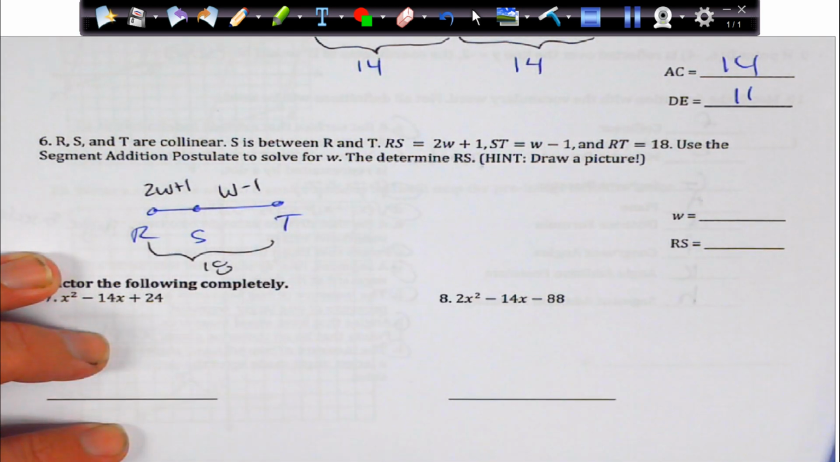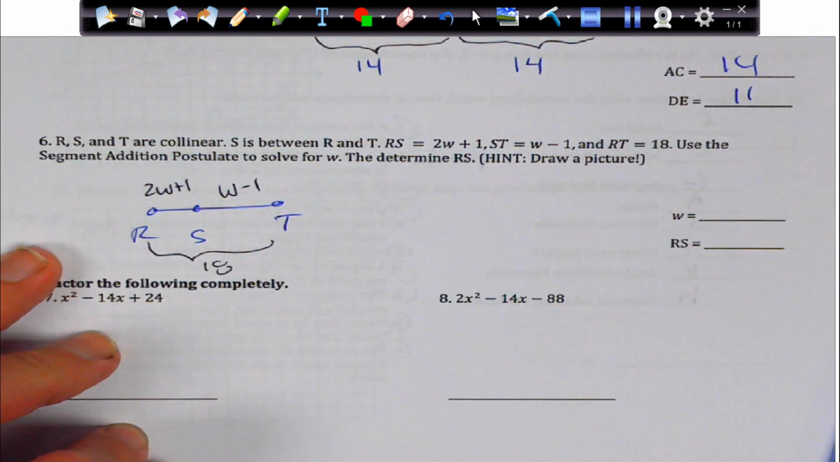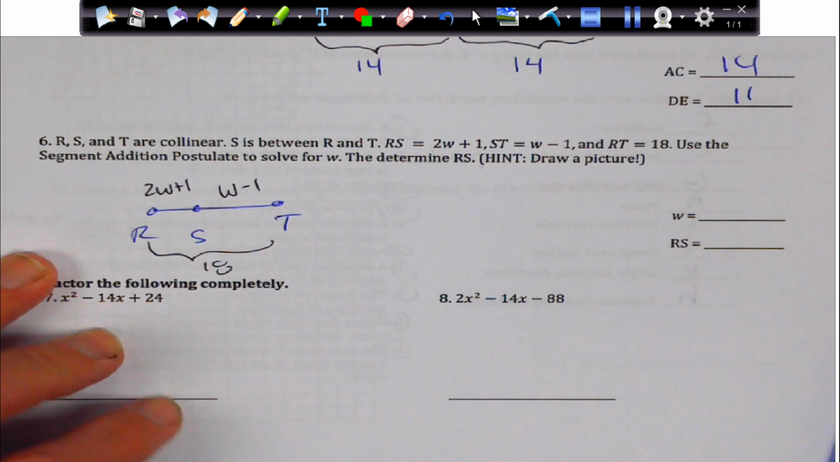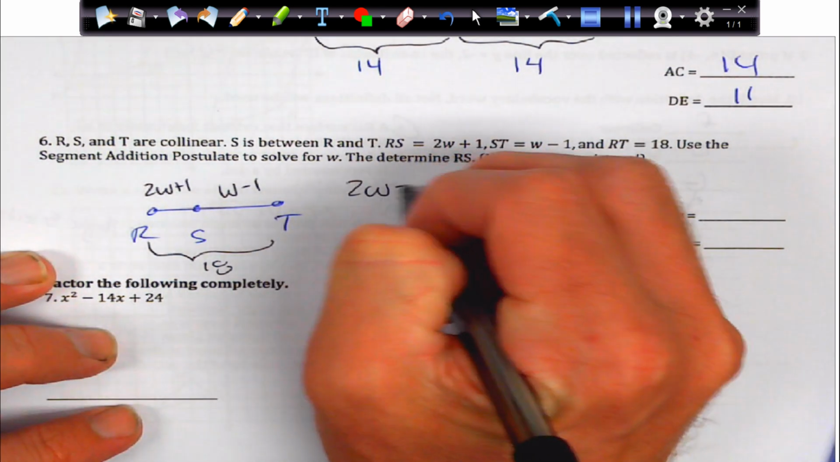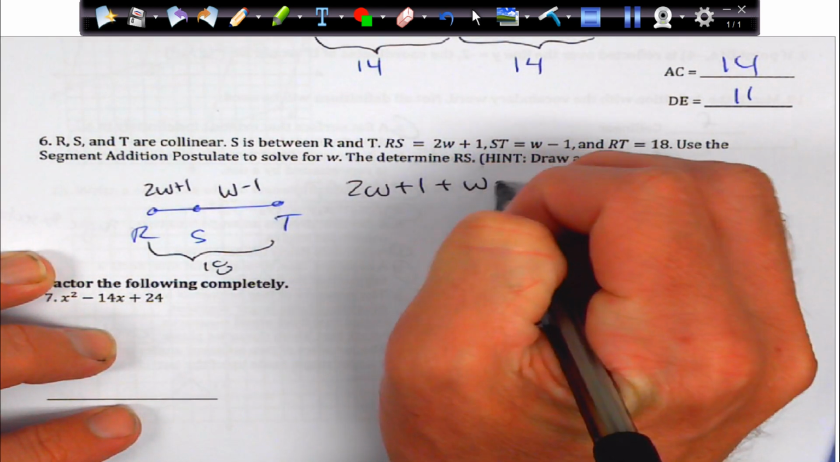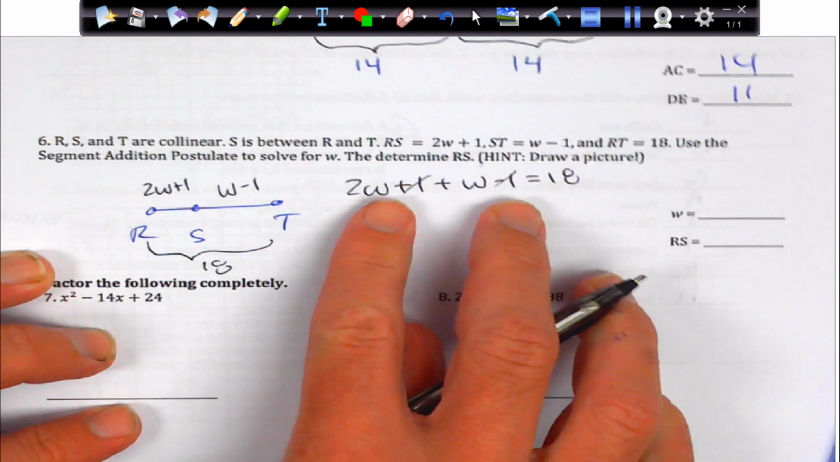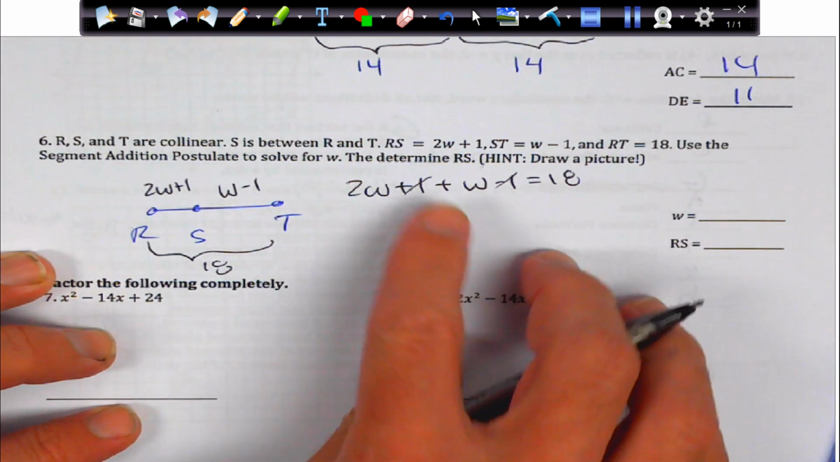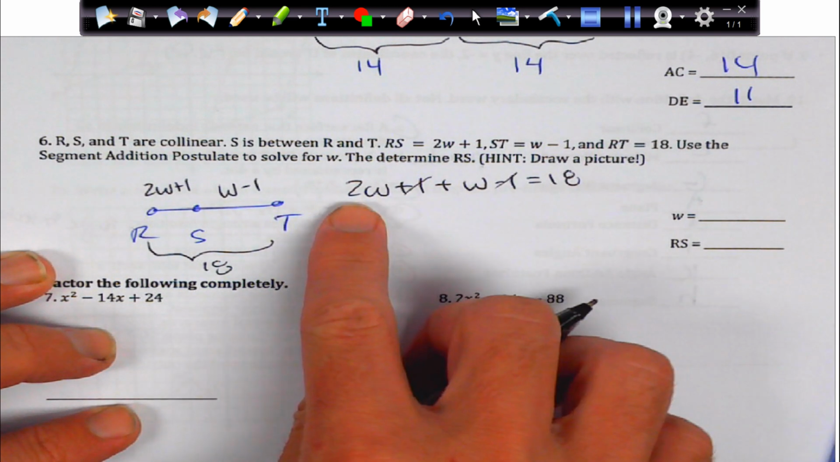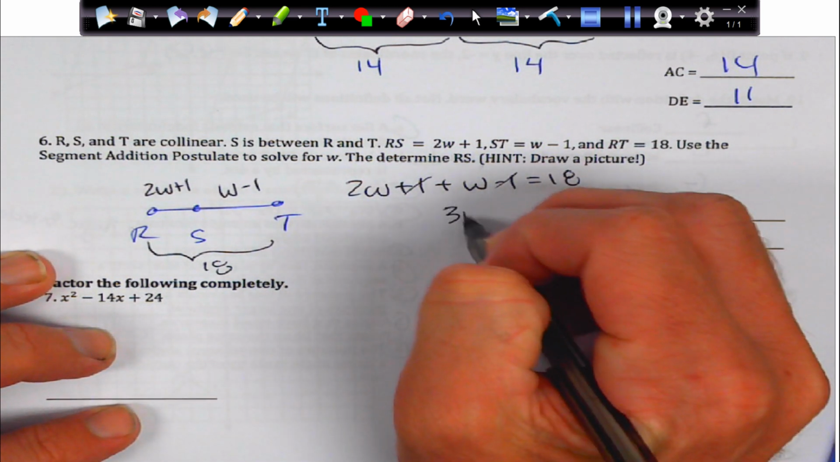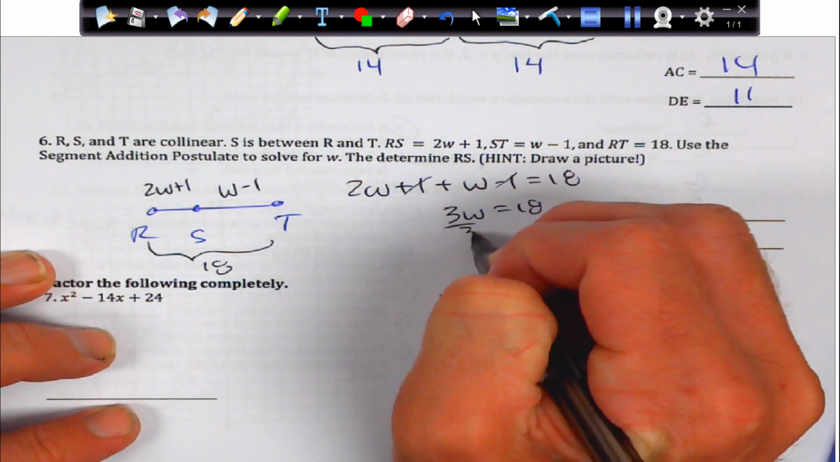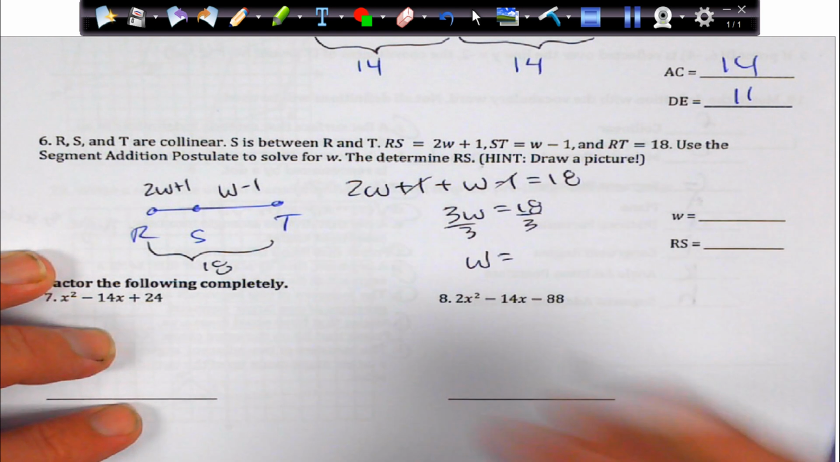So here we're going to use our segment addition postulate, just add them together. So 2W plus 1 plus W minus 1 equals 18. The ones are going to cancel out. We don't add them across. It's just plus 1 minus 1 is 0. 2W plus W is 3W equals 18. Divide by 3, and W should equal 16.